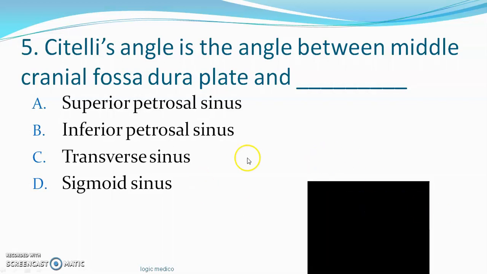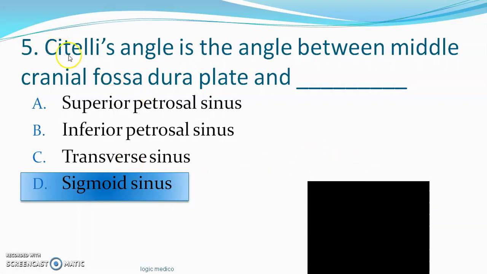Your time is up. The answer is option D, sigmoid sinus. The Citelli's angle is the angle formed between the middle cranial fossa. I have told you in the previous MCQ series, part 8, that the middle cranial fossa is formed by the greater wing of the sphenoid bone. Between that and the sigmoid sinus, the S-shaped sinus, there will be one angle, and that angle is called the Citelli's angle.